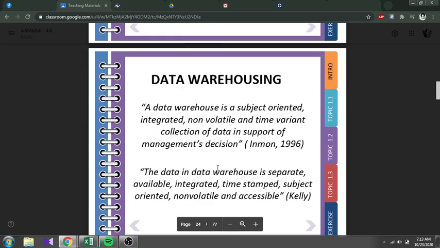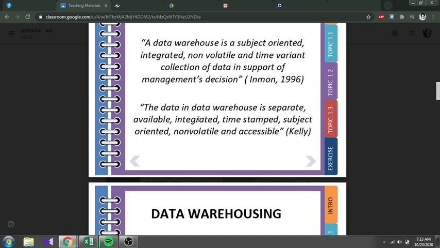Okay, I have gone through a bit of these slides. Actually there are some things that I agree with and some that may be confusing, but I will try to explain as best I can. This is the definition. I think the first definition, by Inmon, is that a data warehouse is a subject-oriented, integrated, non-volatile, and time-variant collection of data in support of management decisions. I think you can take this as the definition of data warehousing.